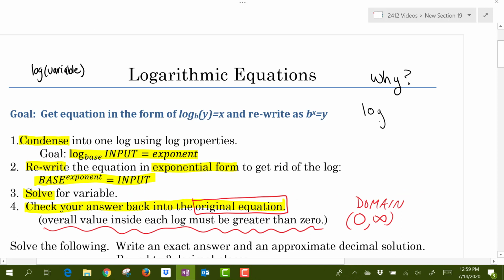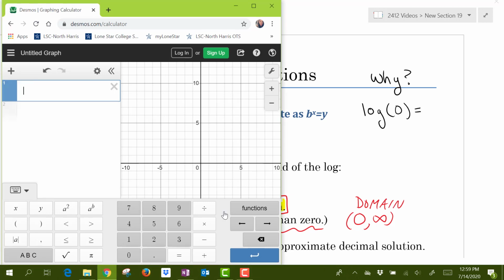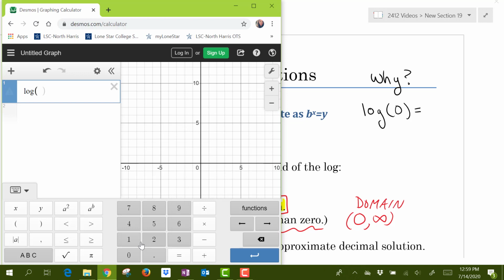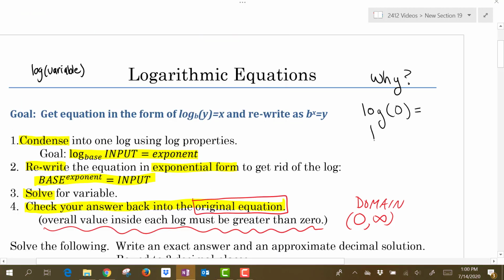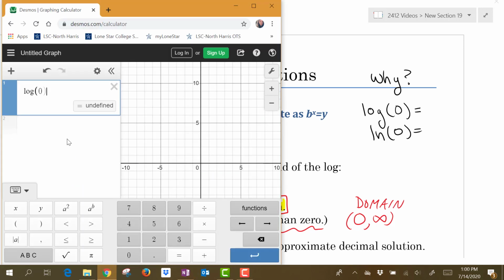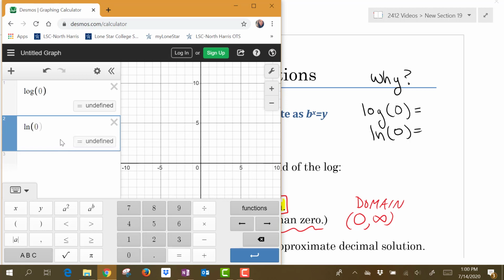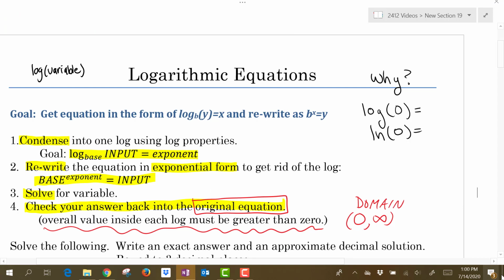Alright, so if you type into your calculator log of 0, what does your calculator say? So let's go to Desmos. Let's go to functions and we'll go to log and let's type in 0. And it says undefined. Is that significant to log of 0? What about natural log? What if I do natural log of 0? Go to functions, we'll go to ln, put in 0, also undefined. So why is putting 0 into a log a problem?